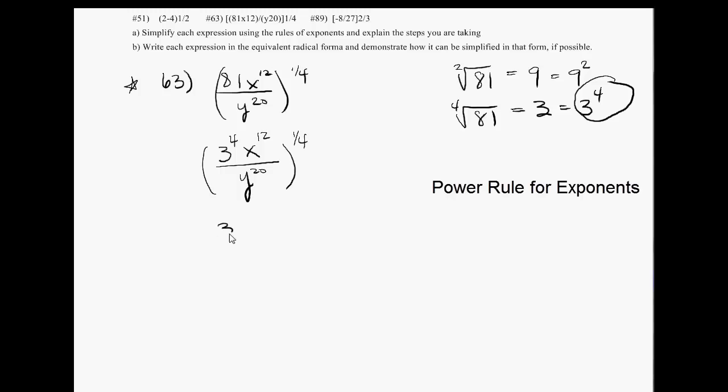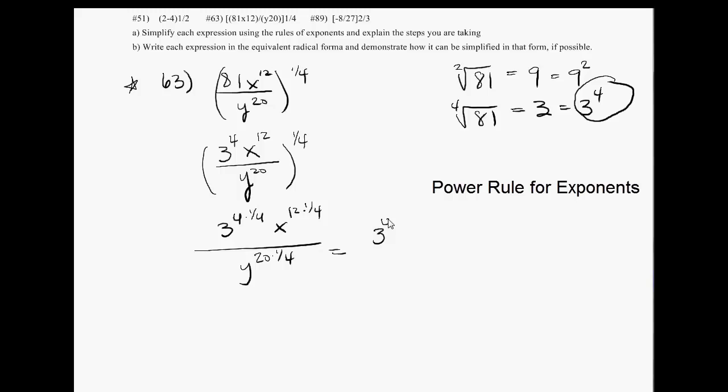So this is going to be 3 to the quarter power times a quarter up here, and then we're going to have x to the 12th times a quarter. That's going to be over y to the 20th times a quarter. Okay? All right. So 3 to the fourth power times 1/4 power. Okay, so we're going to multiply the exponent. So 4 times 1 is 4 over 4.